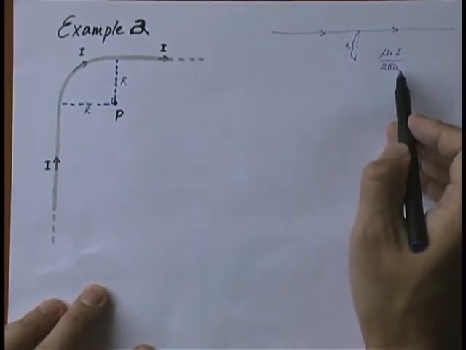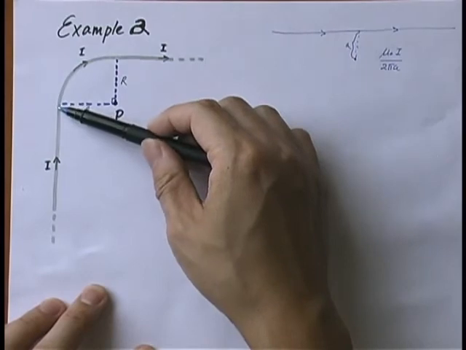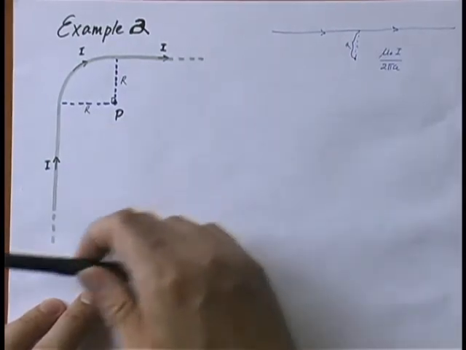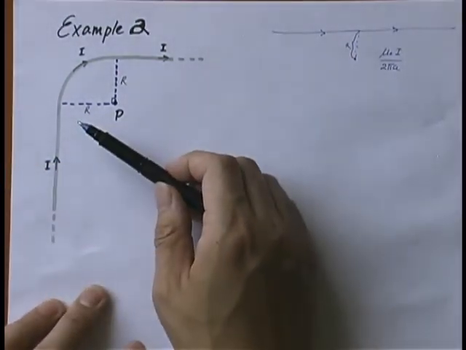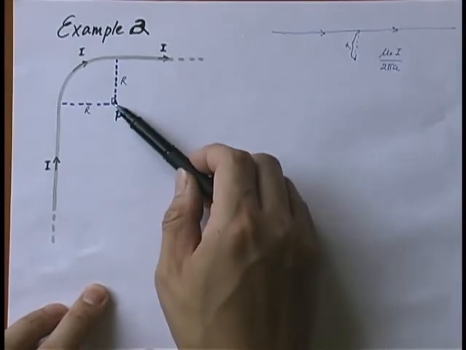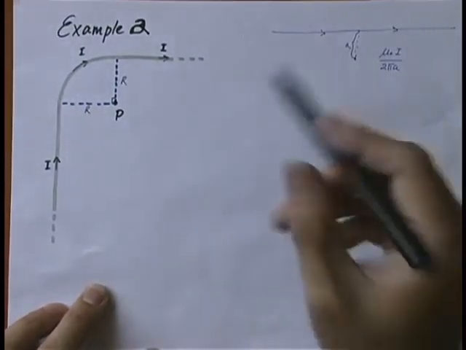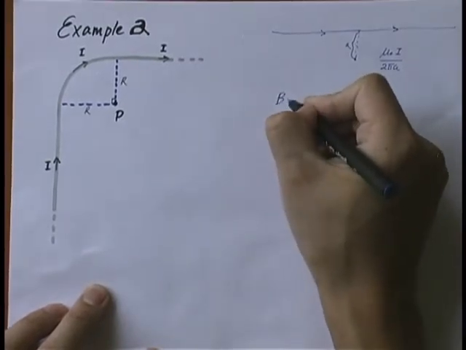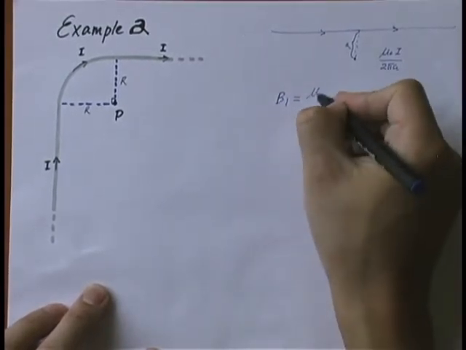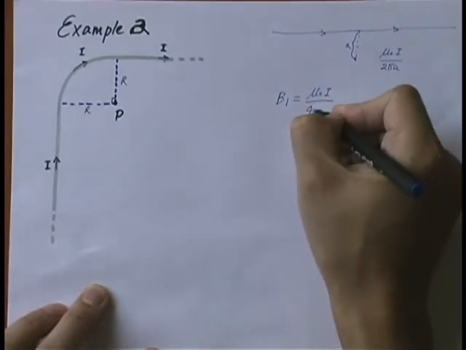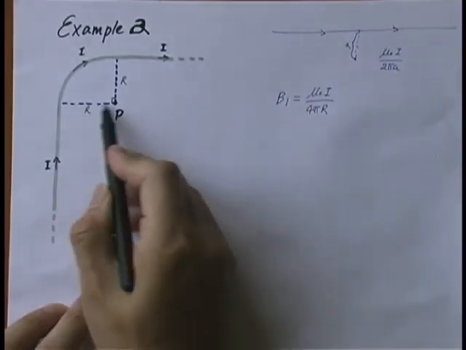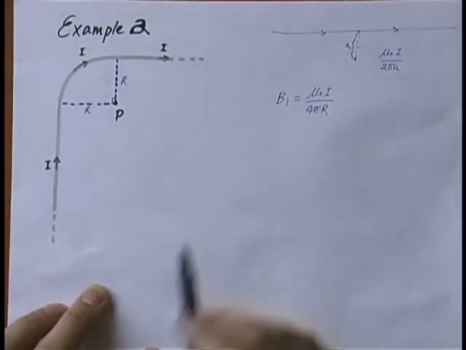Half of that, right? So that's exactly what we need to know here. This is a semi-infinitely long wire, and so how much B field does it produce at this point due to this semi-infinite long wire? It is equal to, okay, I'm going to write down B1 now. B1 equals mu naught I over 4 pi r. Okay, r is the distance instead of a.